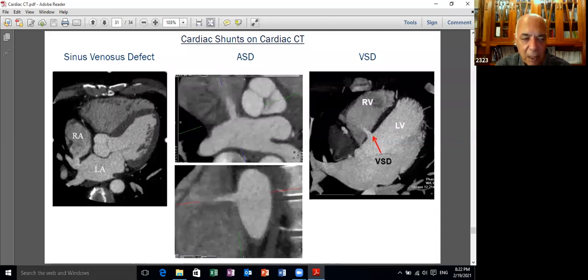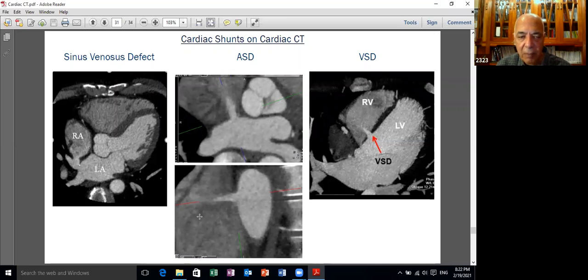So CT is an excellent method of demonstrating it. In this view, you see an anomalous left coronary artery going to the right coronary artery going to the right atrium. It shows the sinus venosus here in the upper part of the septum, and can also show overriding of the superior vena cava over the septum.